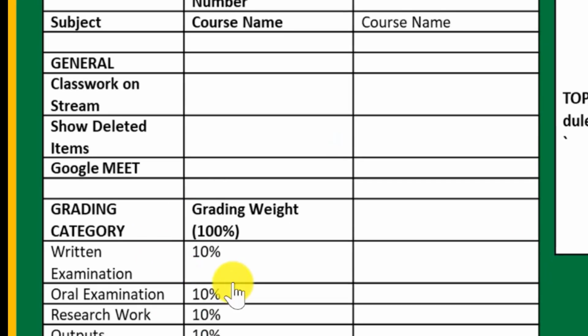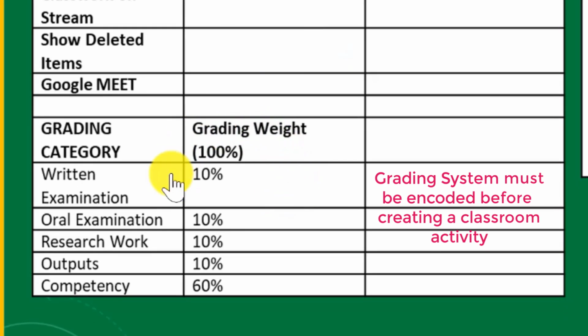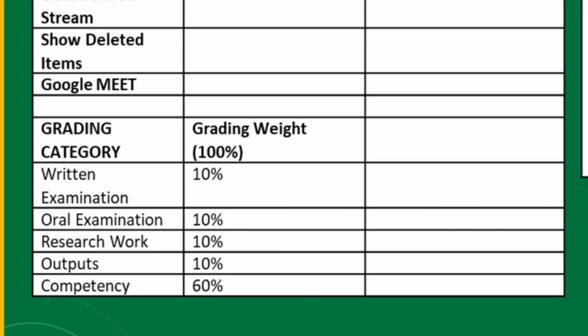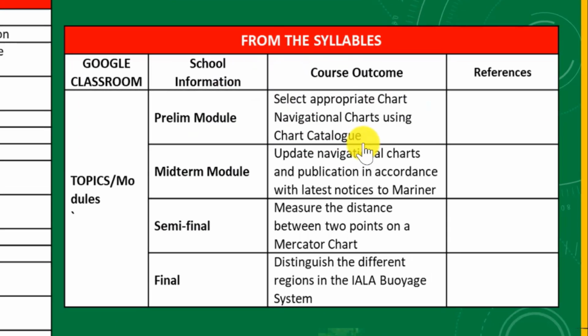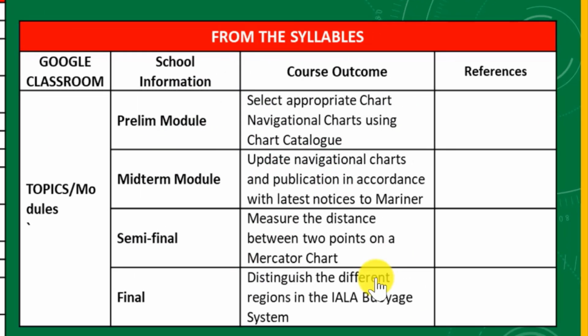The grading system is also in the syllabus. This is just a sample so that when you start giving an assignment, you can categorize your examination, quizzes, research during the creation of the assignment. So from the syllabus also, you have your course outcome, prelim, midterm, semifinals, finals. In Google Classroom, it is the topic modules.